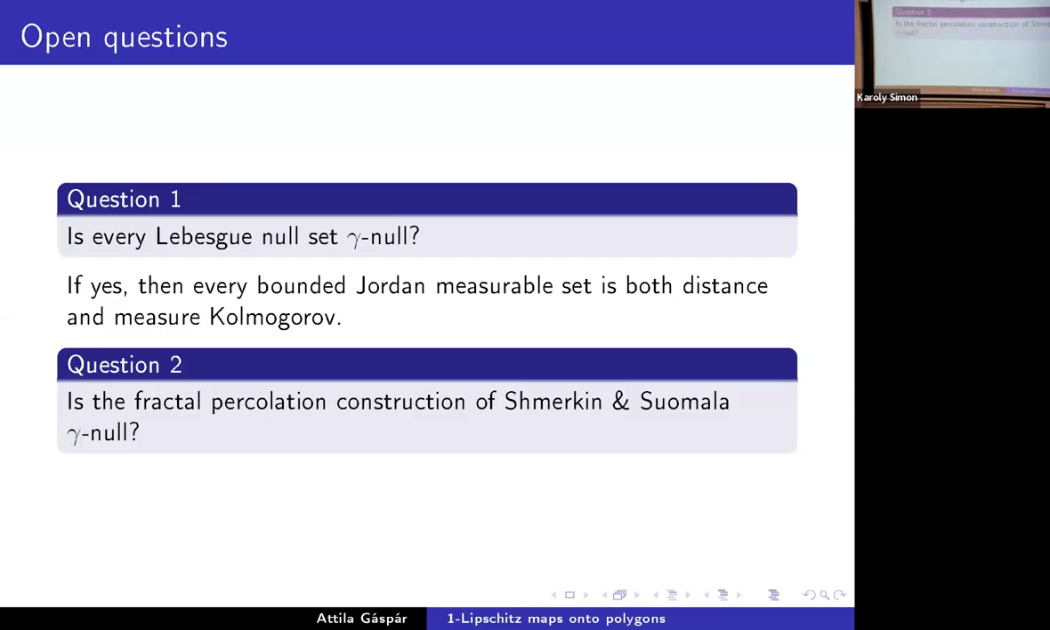So if this was not gamma null, then that would be a counterexample to question number 1.